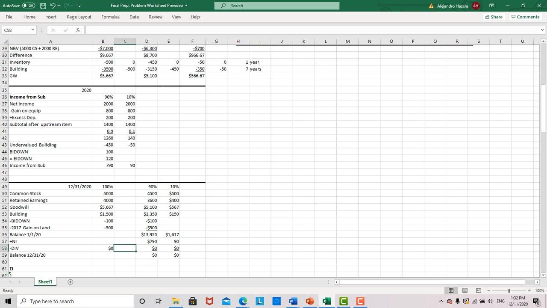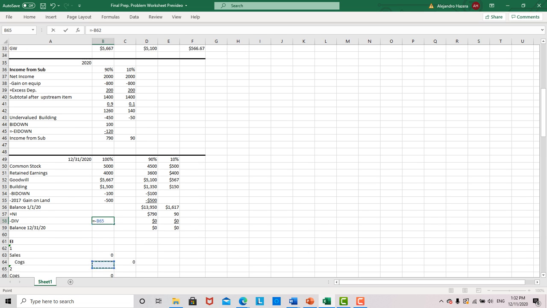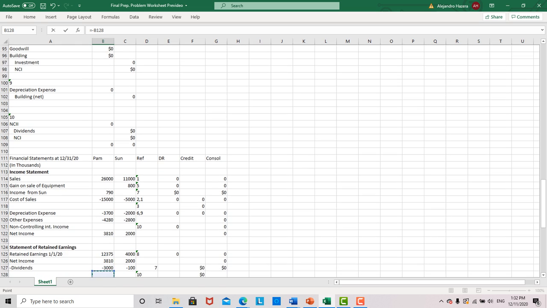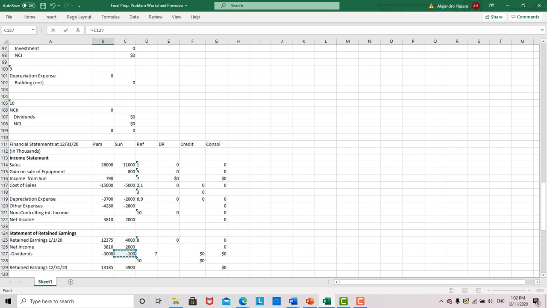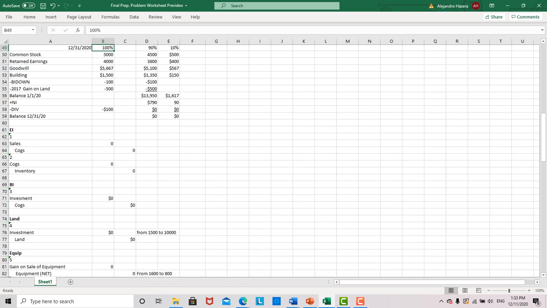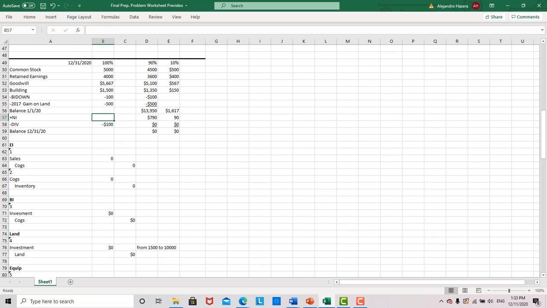Now dividends. We're going to split dividends. Get your dividends for 2020. That was the current year. Get those from the statement of retained earnings for this year. There they are right now. And it was already stated as negative, so I don't have to put a negative there. So it's 100, and we'll split those 90%, 10%.